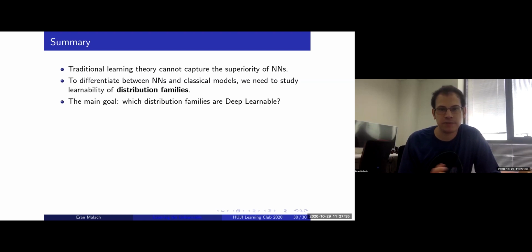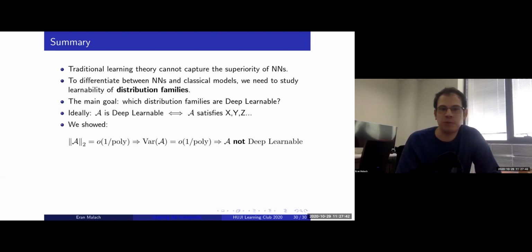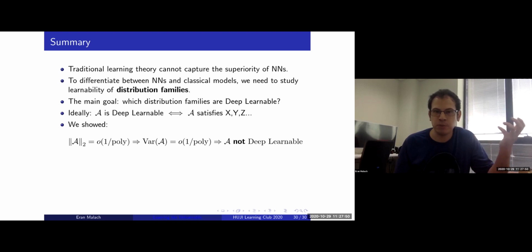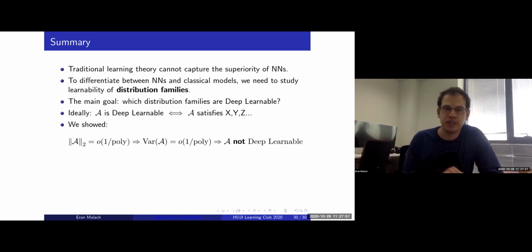And so our main goal, which for now remains open, is to understand which distribution families are deep learnable. Ideally, what would be great is to have an exact characterization of deep learnability: a distribution family is deep learnable if and only if it satisfies something. This is an open and very interesting question. For now, we have only one direction, where we show that if the distribution family, or some representation of it, has a low norm, then it has a low variance, and then it's hard to deep learn. So we have maybe one direction of this characterization, not yet the characterization, but I think this is the ultimate goal that would be very interesting.